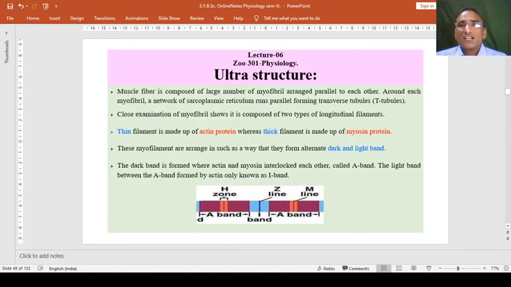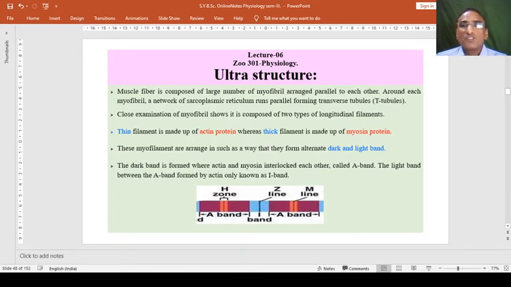We have seen the ultrastructure. Now we will see in detail the arrangement of these protein molecules in the muscle fiber. Muscle fiber is composed of many myofilaments, generally called myofibrils, arranged parallel to each other. These are all in the form of a network and covered by a sarcoplasmic reticulum, and therefore they run parallel, forming a transverse bundle, which is also known as T-tubules.